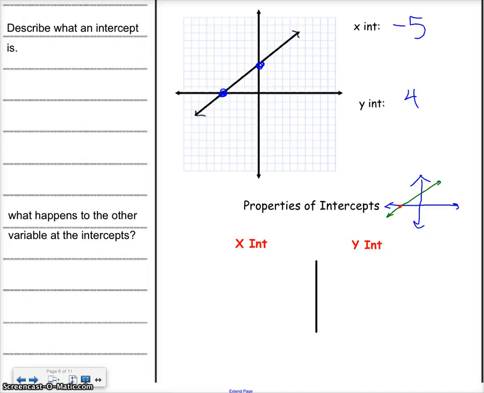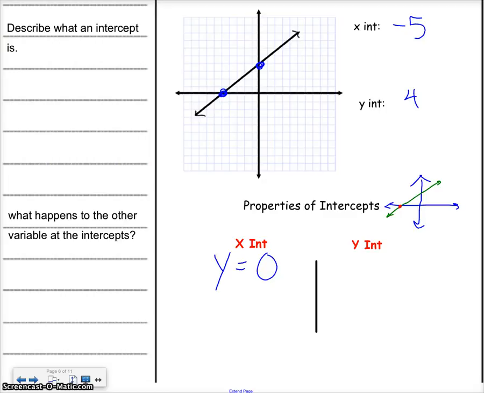What is y? How far up am I or how far down am I? Y is up. Is y anything right now? X is negative something. But did I go up or down? I did not go up or down. At the x-intercept, y is 0. That will always be true, and that's the key. That's what's going to help us quickly be able to graph things. We know that at one intercept, the other thing is nothing.